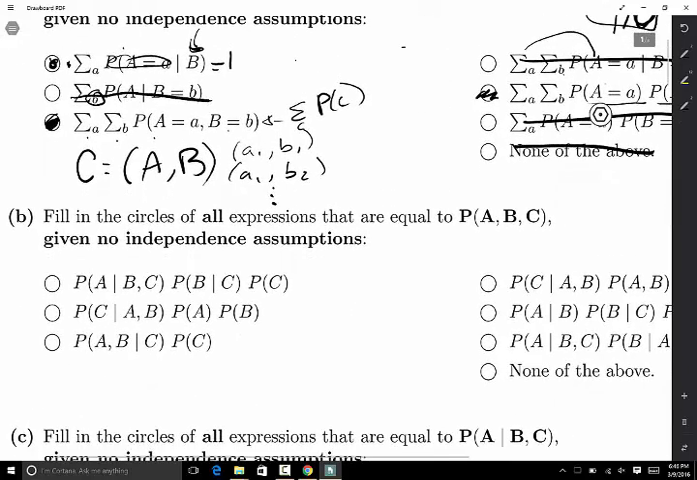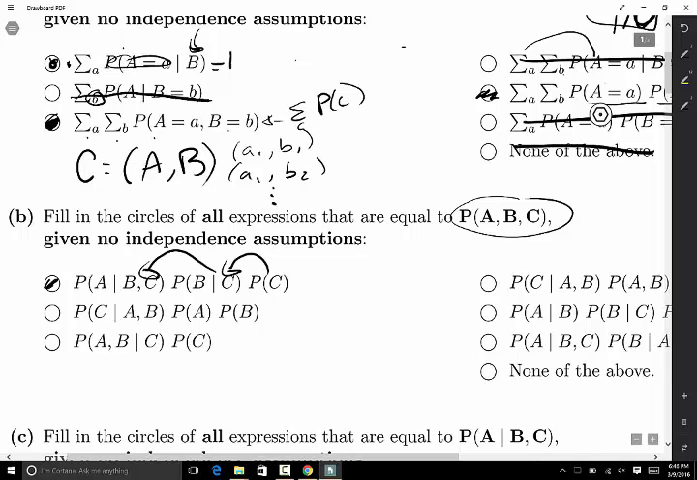In the next problem, we're trying to find expressions that are equivalent to the joint of A, B, and C. This first option is the chain rule. This is exactly the definition of the chain rule. So that's good. And the second option, you might be tempted to say, well, we could multiply the P of A to get rid of that conditional and the P of B to get rid of this conditional. But this is not true, because P of A times P of B is not guaranteed to equal P of the joint of A and B.